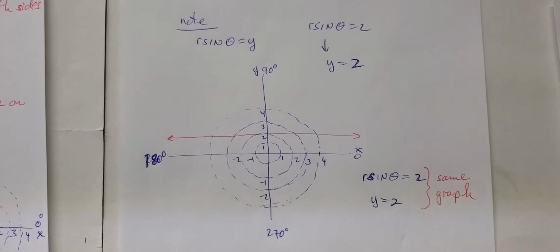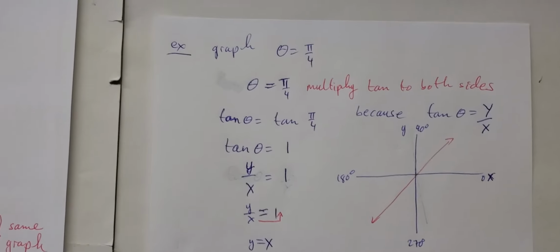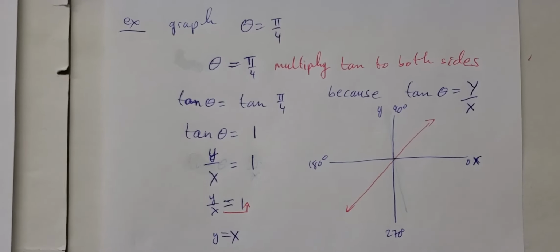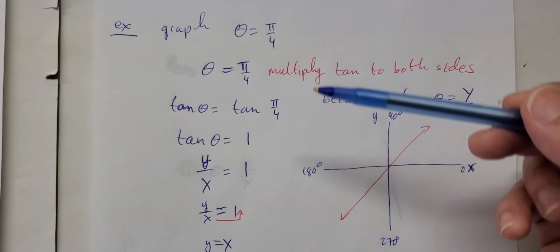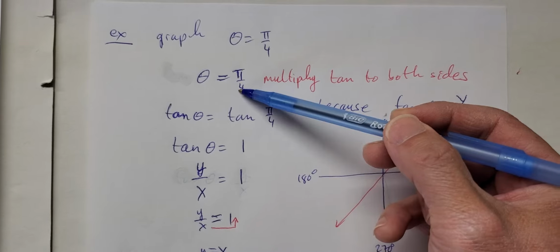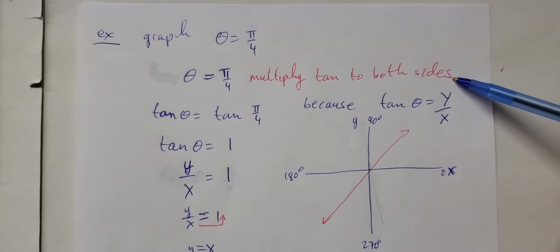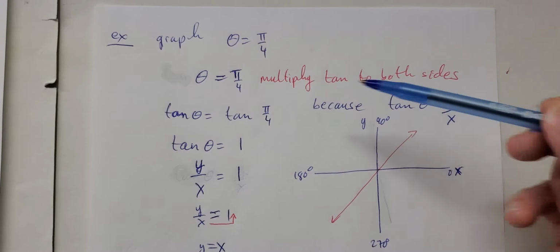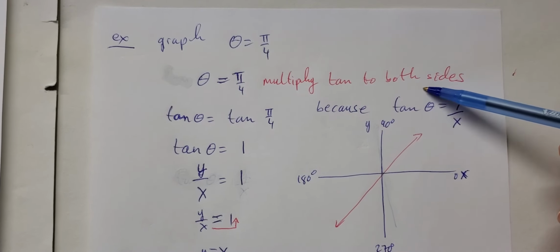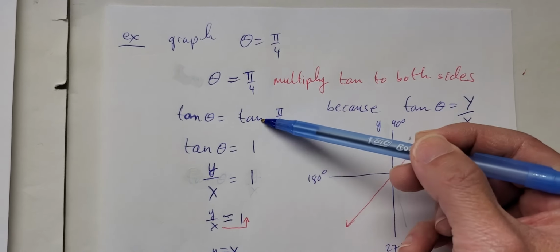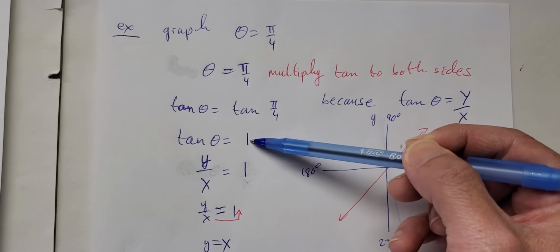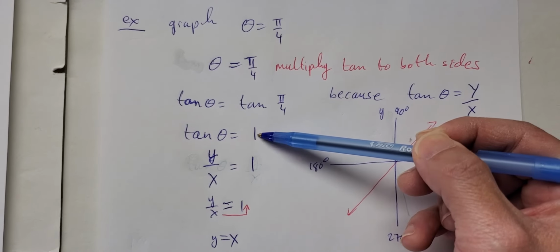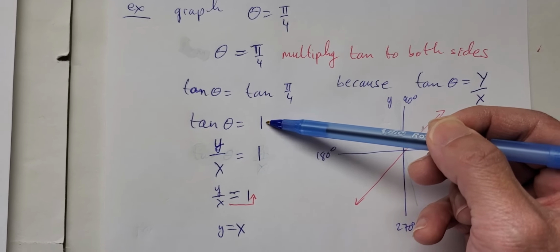Okay, so polar, rectangular, same graph, same location. That is the next example, pretty much the same concept. Here I have theta equals pi over 4. Multiply tangent to both sides. So here's tangent, here's tangent. Well, we know that tangent pi over 4 is 1. How? Either use your chart or the calculator, it will be the same thing.